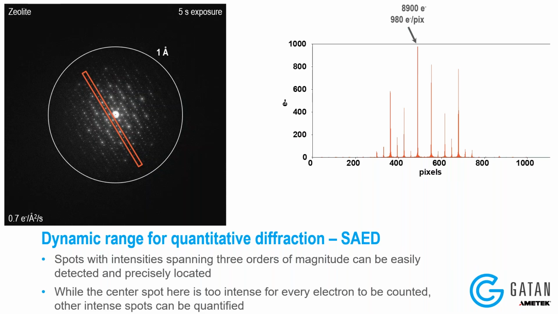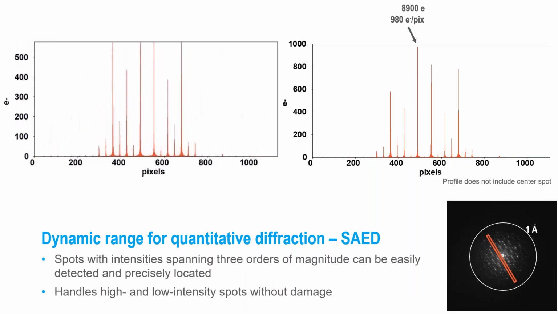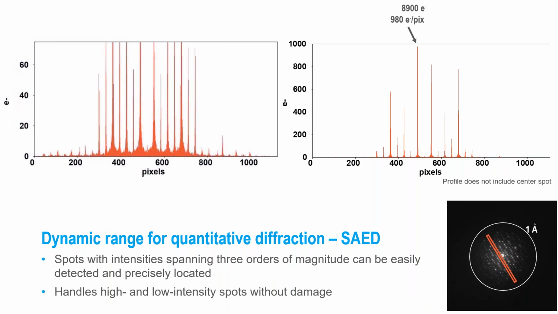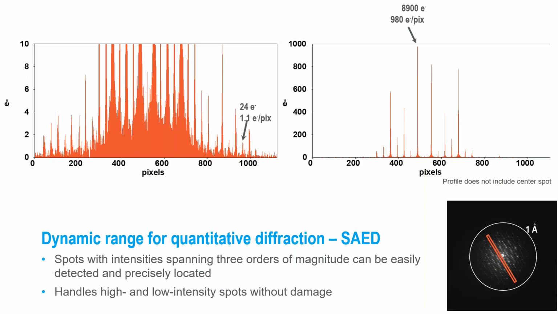And while the center spot here is too intense for every electron to be counted, other intense spots can be quantified. So this profile here is not going through the center, but it is going through some very intense diffraction spots that we can see in the graph here. And if I start to zoom in on this same profile, we see that there are actually a lot of diffraction spots out at higher resolution.